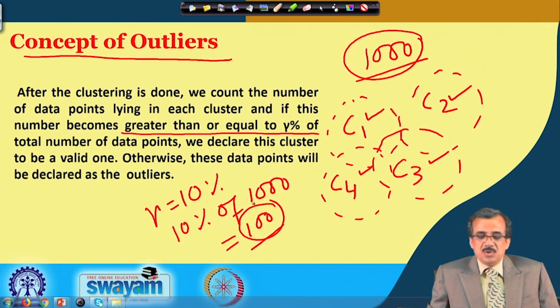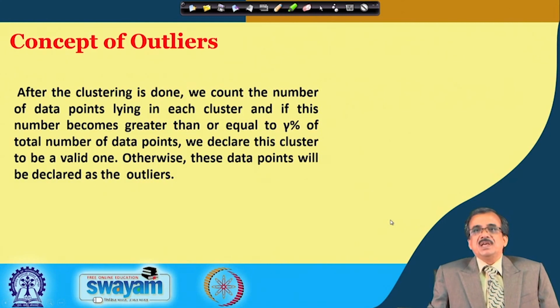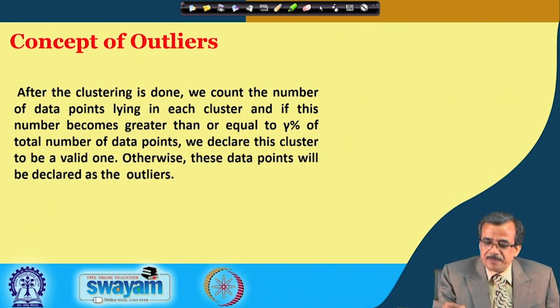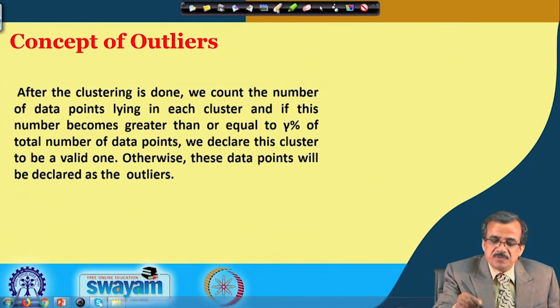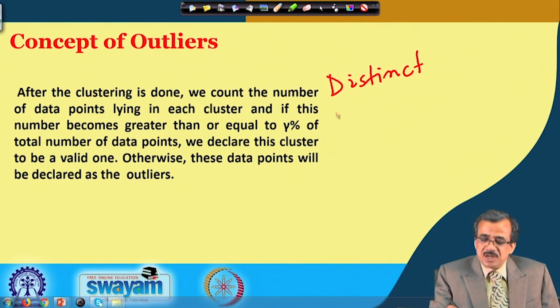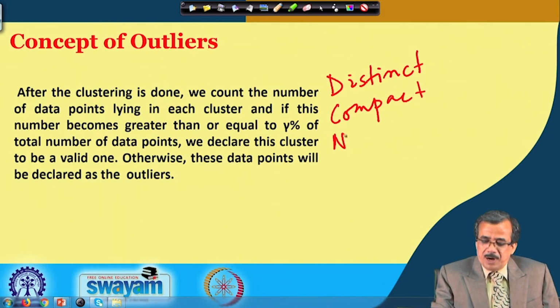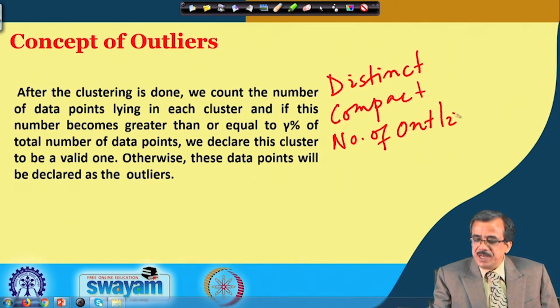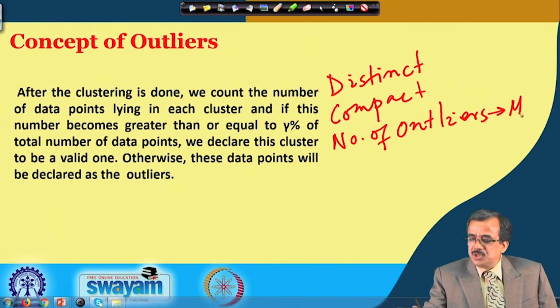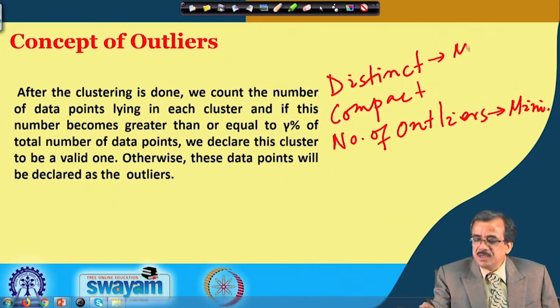Now, this is the way we do the clustering, and as I have already mentioned, while doing this clustering we have to be very careful. The cluster has to be distinct, as I have already discussed. The cluster has to be compact and at the same time there should not be any outliers. So, the number of outliers should be as minimum as possible. Our aim is to minimize the number of outliers, and in the ideal condition the number of outliers should be equal to 0, and our aim is to maximize the distinctness and also to maximize the compactness.